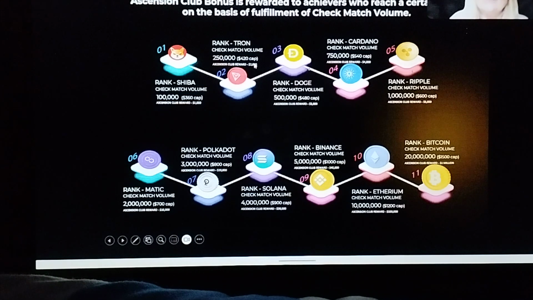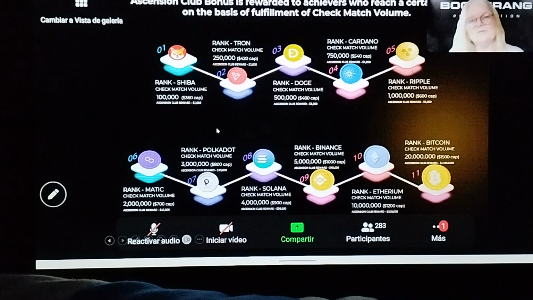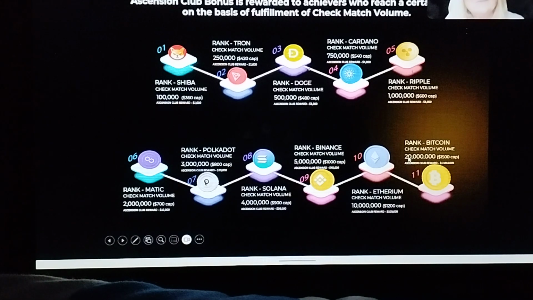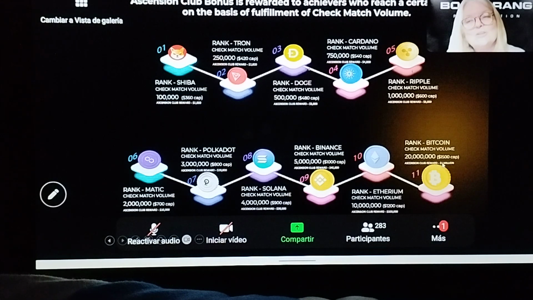It has a 420 daily cap, and it gives you $2,000 in Tron. And that continues to Doge, to Cardano, Ripple, Matic, Polkadot, Solana, Binance, Ethereum, and all the way to Bitcoin. And Bitcoin gives you a check match volume of $20 million, of which 1,500 daily cap and an Ascension Club reward of $1 million paid out in Bitcoin.